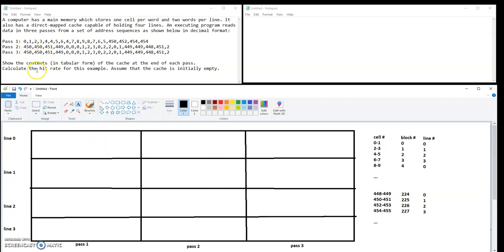Okay, so let me get my pen, see if this is going to work. I hope it does. 0 goes with 1. So up here, when 0 goes in the cache, it also brings in 1, because there are 2 words per line. And then when 1 is requested next, that's a hit. So I can keep track of my hits over here.